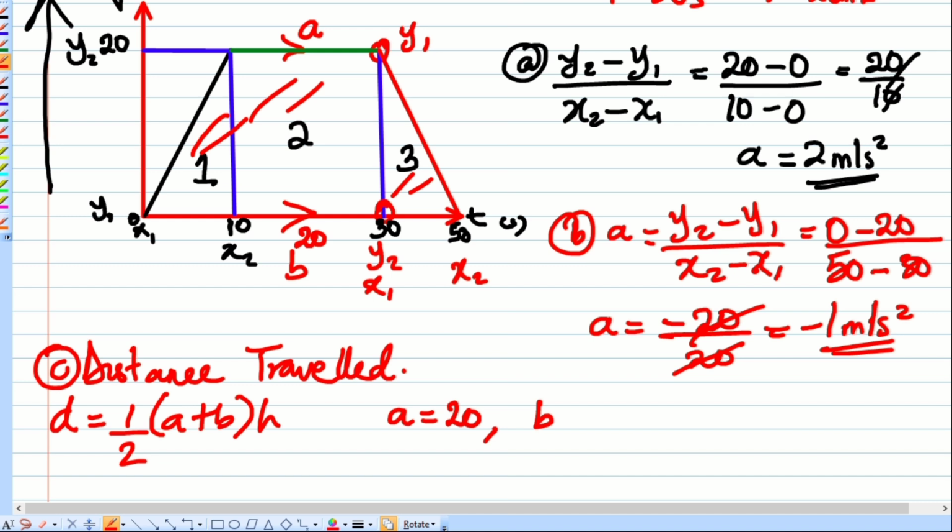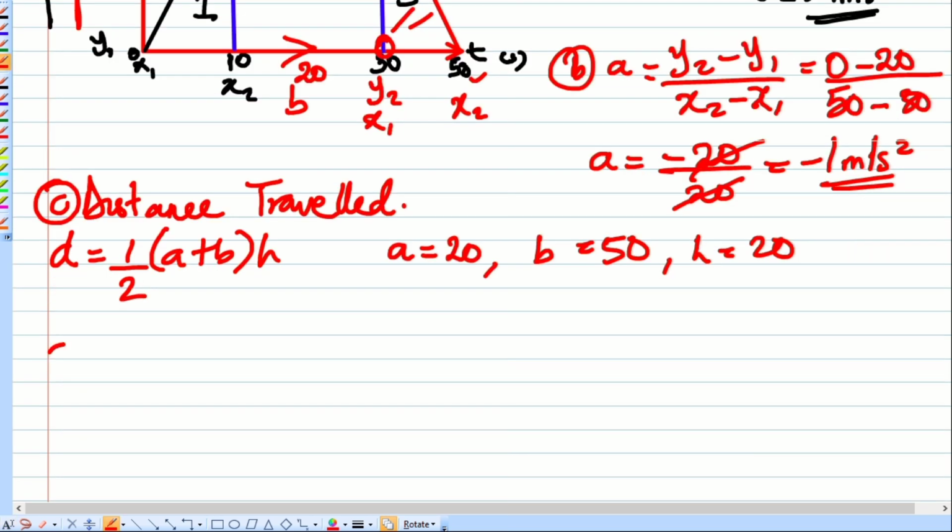Now what of B? B is the other side, which is just the full x-axis. So you start from 0 to 50. So B will be equal to 50. Then what's the height? Of course, the height is the vertical distance, which is 20. So h is equal to 20. Now let's solve.